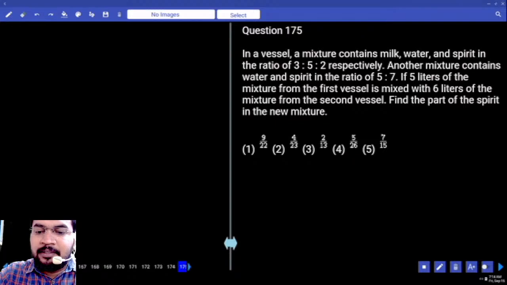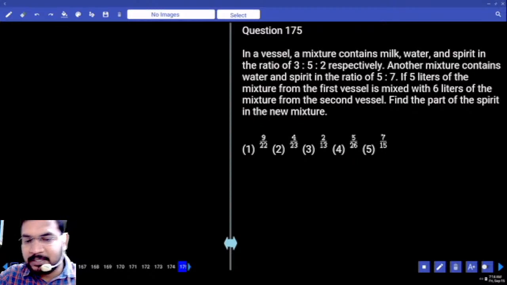In a vessel, a mixture contains milk, water and spirit in the ratio 3:5:2 respectively. Another mixture contains water and spirit in the ratio 5:7. If 5 liters of the first mixture and 6 liters from the second one are poured into another vessel, then find the part of spirit in the new mixture.